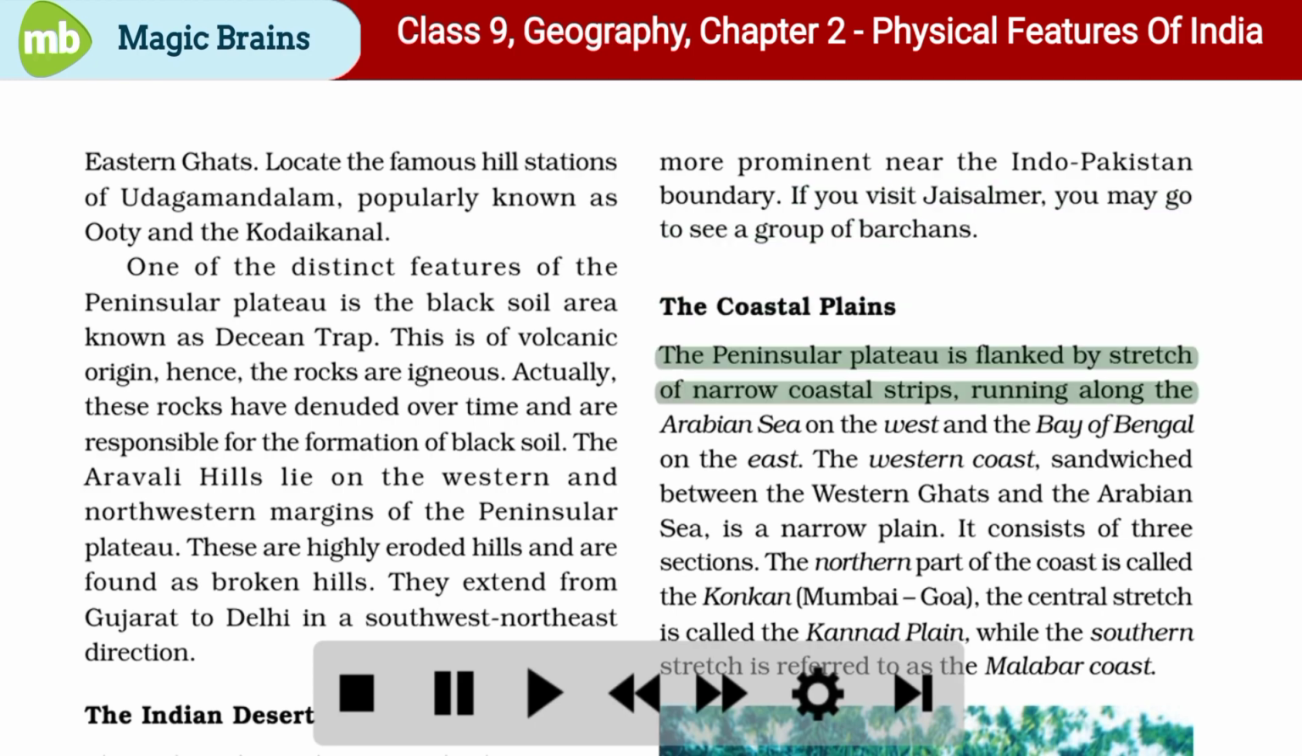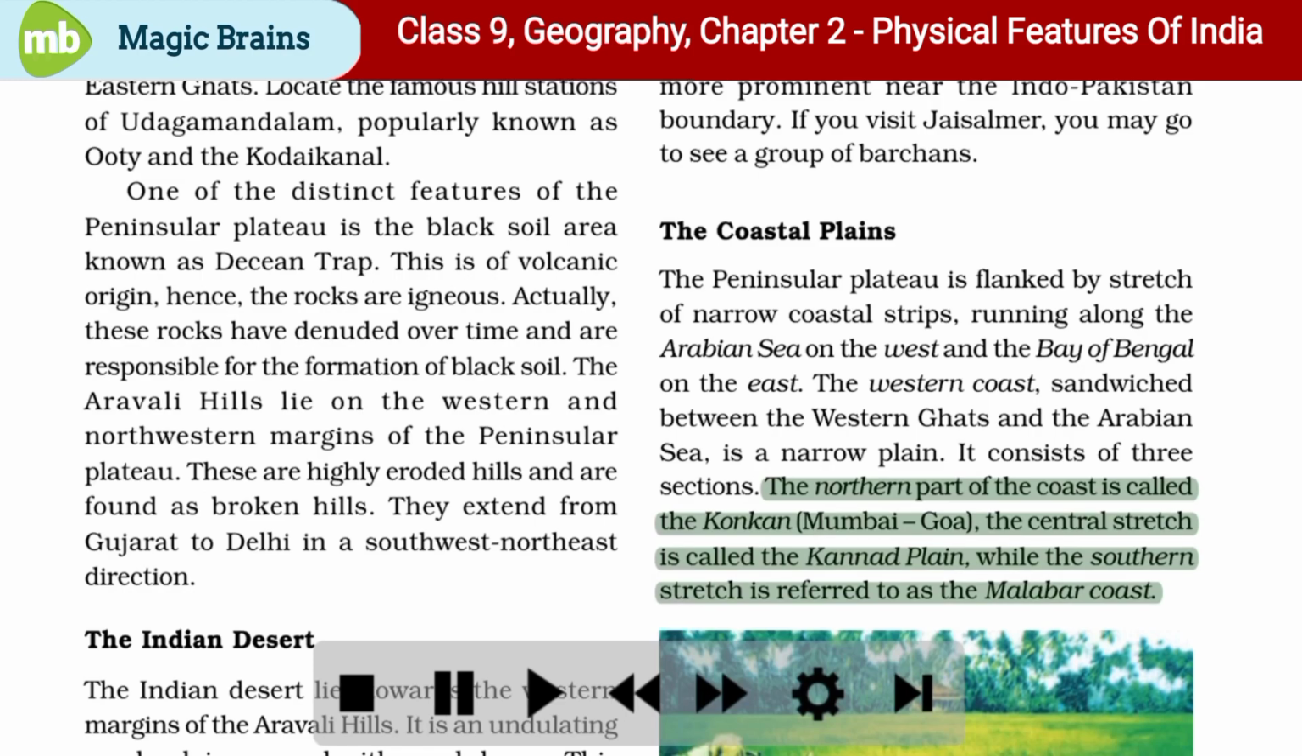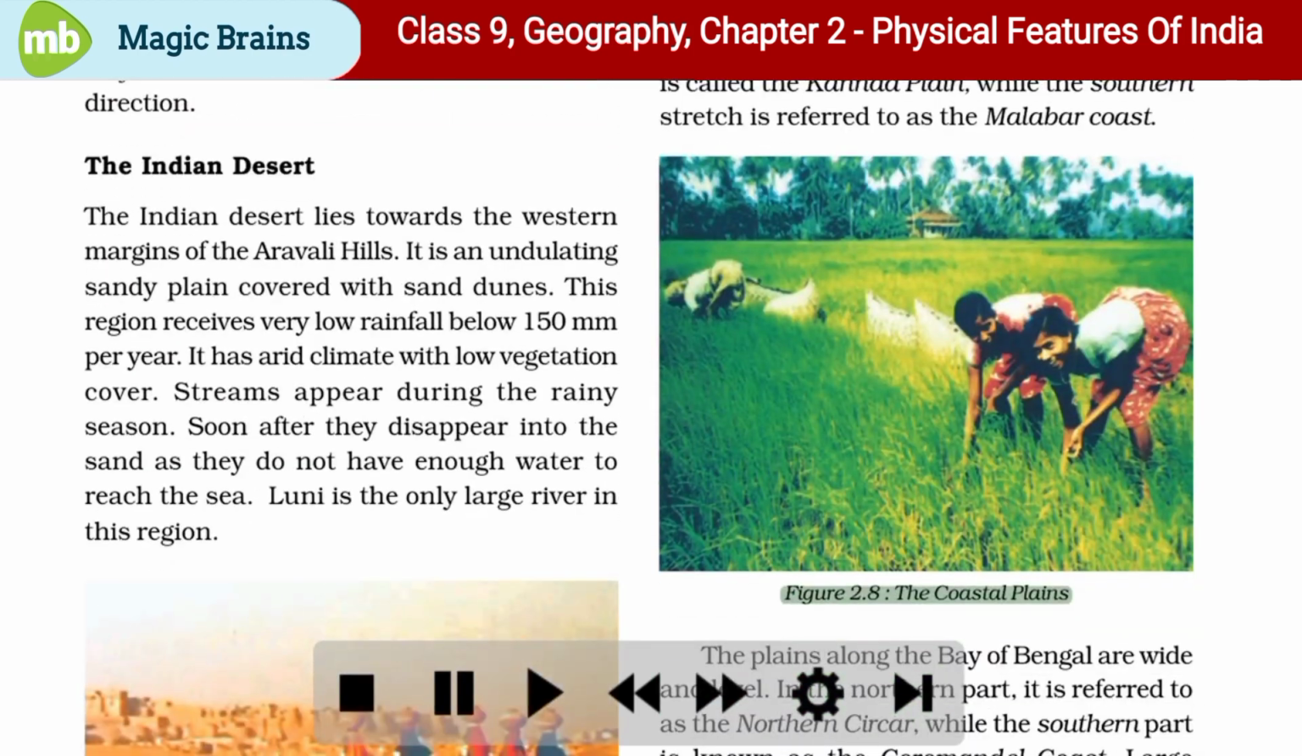The coastal plains. The Peninsular Plateau is flanked by a stretch of narrow coastal strips running along the Arabian Sea on the west and the Bay of Bengal on the east. The western coast, sandwiched between the Western Ghats and the Arabian Sea, is a narrow plain. It consists of 3 sections. The northern part of the coast is called the Konkan, which stretches from Mumbai to Goa. The central stretch is called the Kannada Plain, while the southern stretch is referred to as the Malabar Coast. Figure 2.10 shows the coastal plains.